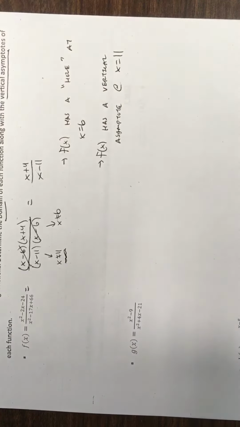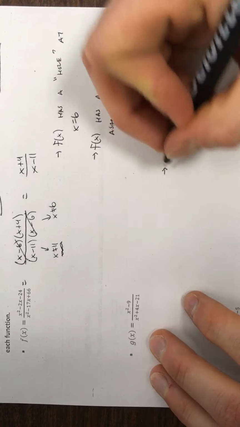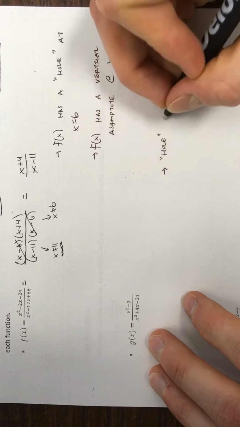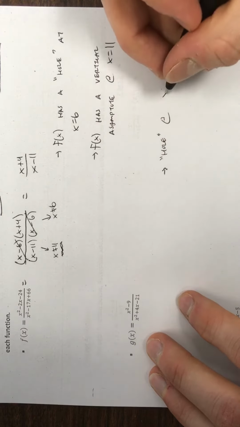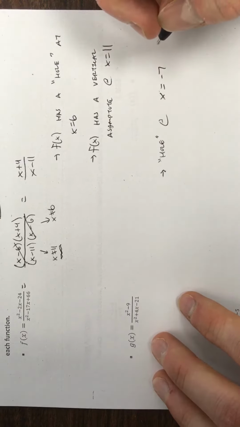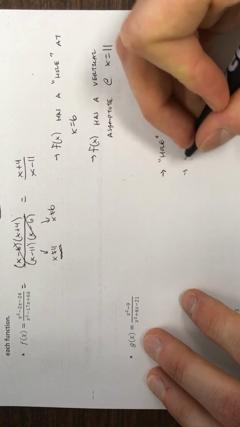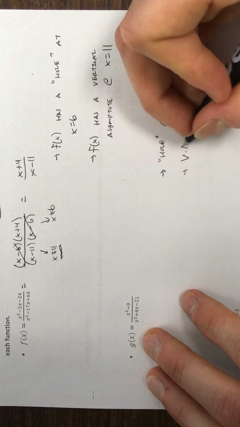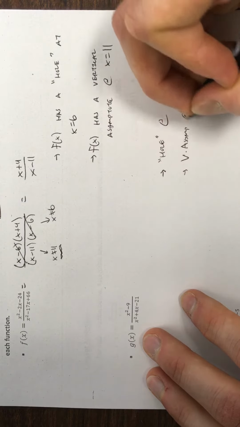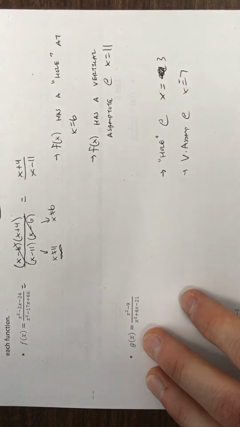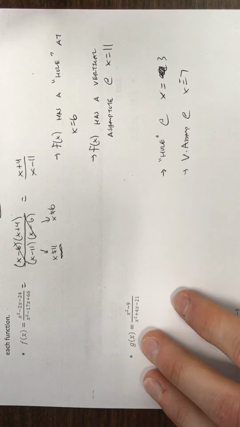If you try this one, I recommend trying this one on your own. You're going to have a hole at x equals 3, and then you're going to have a vertical asymptote at x equals -7. But try that one out, see if you can get that.